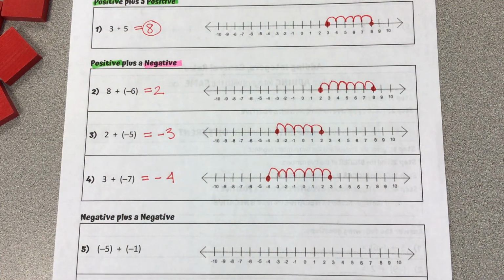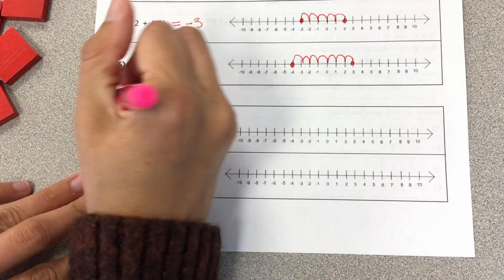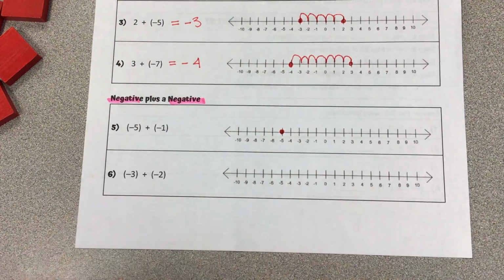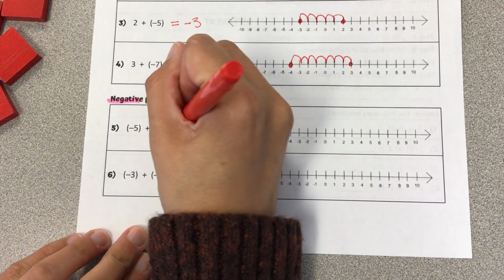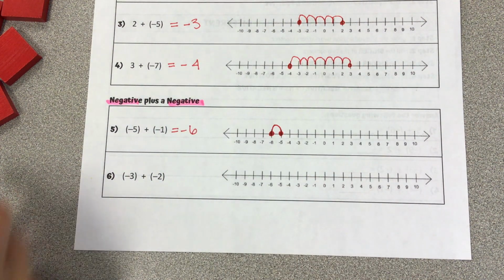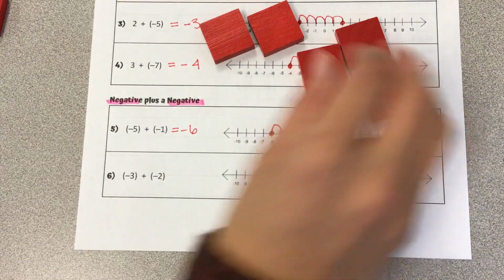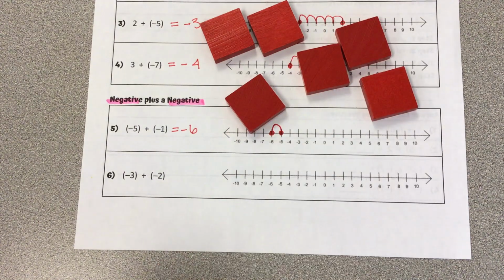So that was positive plus a negative. Let's look at a negative plus a negative. So starting this one at negative 5. We're adding a negative. Again, when we add a positive, it goes to the right. When we add negative, it goes to the left. So adding negative 1, we're going further into the negatives, which leaves us at negative 6. If we think about it with these blocks, we started with 5 negatives. We added another negative, which gives us a total of 1, 2, 3, 4, 5, 6 negatives.